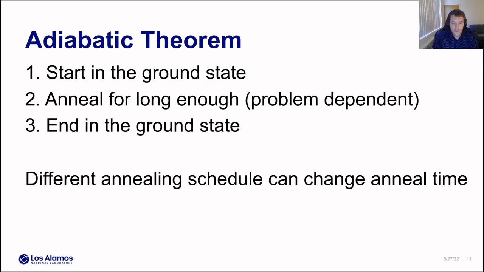So how does this all actually work under the hood? The answer is it's relying on something called the adiabatic theorem. The adiabatic theorem says that if you start in the ground state of a known Hamiltonian, and then you evolve the Hamiltonian through time for a long enough time period, you will eventually end up in the ground state of your final Hamiltonian. Depending on what your annealing schedule is, this can change the total amount of annealing time that you need in order to end up in this ground state.